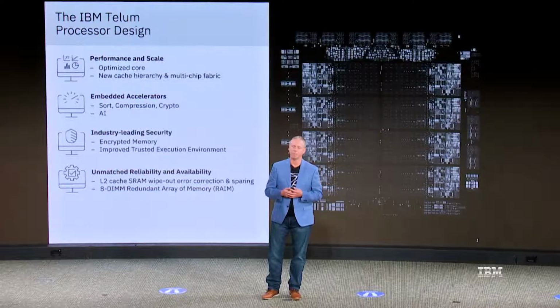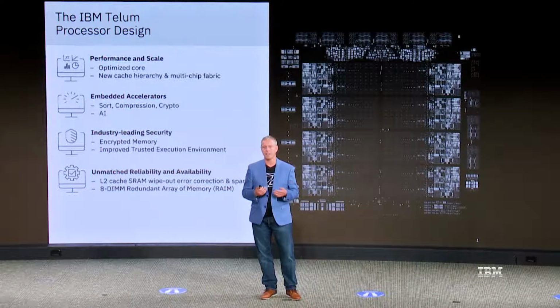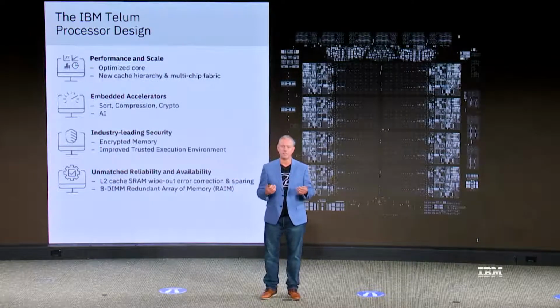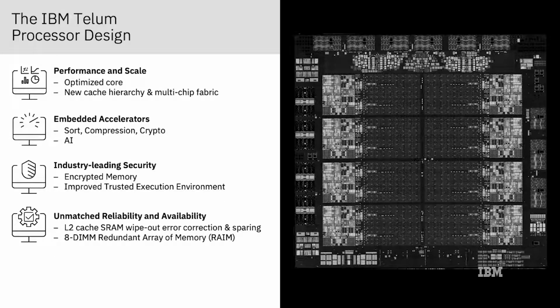Let me talk you through some of the details on the attributes that are traditionally associated with enterprise workloads. First, there's performance and scale. Enterprise workloads are very sensitive to per-thread performance, meaning the ability to finish every single task very quickly. And they are also very sensitive to scalability, so that they can scale up to the sheer number of tasks thrown at those systems every second. The Telum chip has an optimized core pipeline, a brand new cache hierarchy, and a new multi-chip fabric that I'm going to describe in detail.